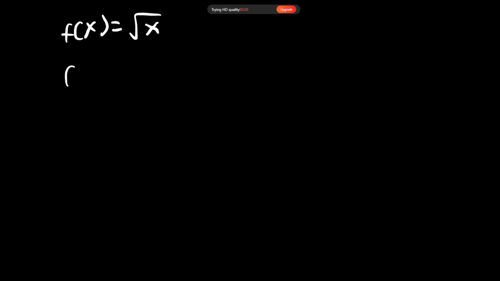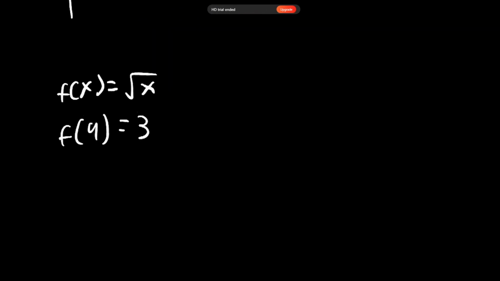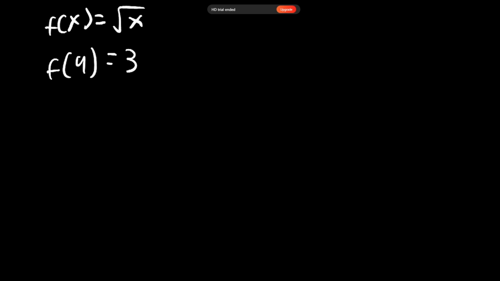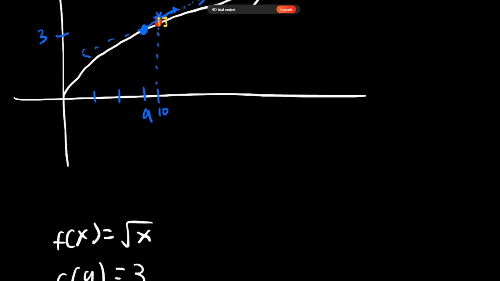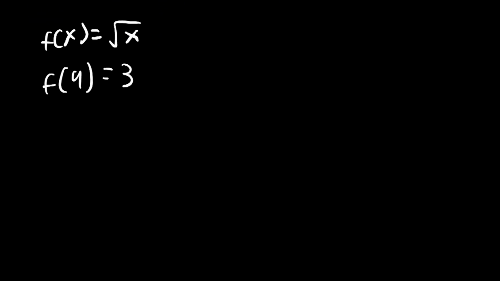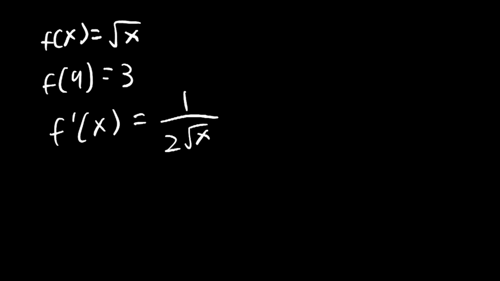So let's take that same exact example. We know that f of x is equal to the square root of x, okay? And we know that f of 9 is equal to 3. So what do we need to do? Obviously, we just went over the tangent line, so we're going to be using the derivative. So let's find the derivative. The derivative, f prime of x, is just 1 over 2 root x. You can do that by the power rule, or you can just memorize it.